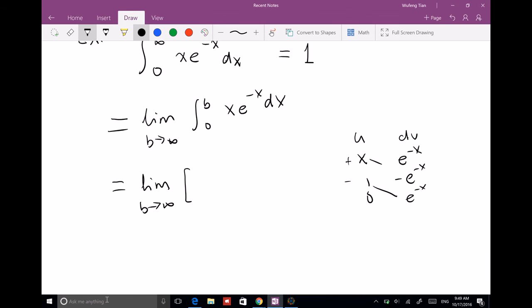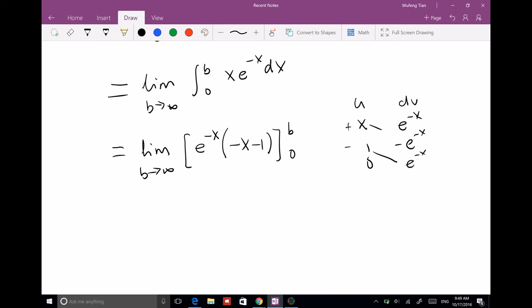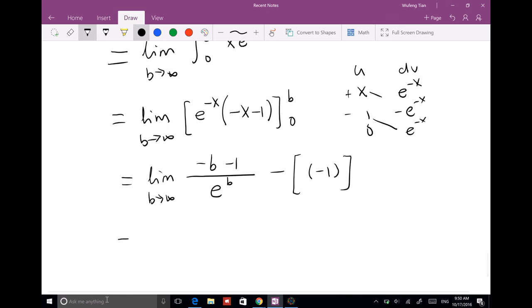So I still have e to negative x times negative x minus 1. Plug 0 and b in. You got the same thing, everyone? Then you have the limit as b goes to infinity, and e to b in the bottom. The top is negative b minus 1, and minus e to 0, which gives negative 1 again. Then you use L'Hopital's rule. This will give you 0. The derivative of the top is 1 and the bottom is still e to b.